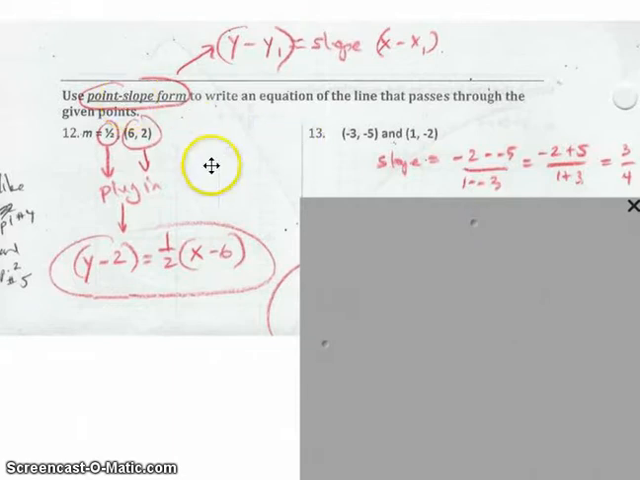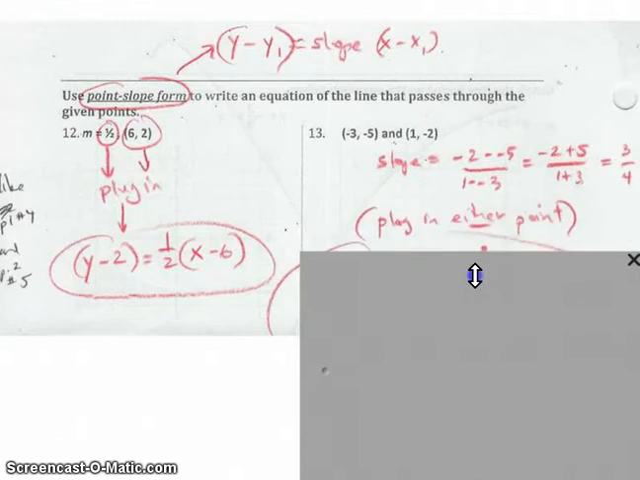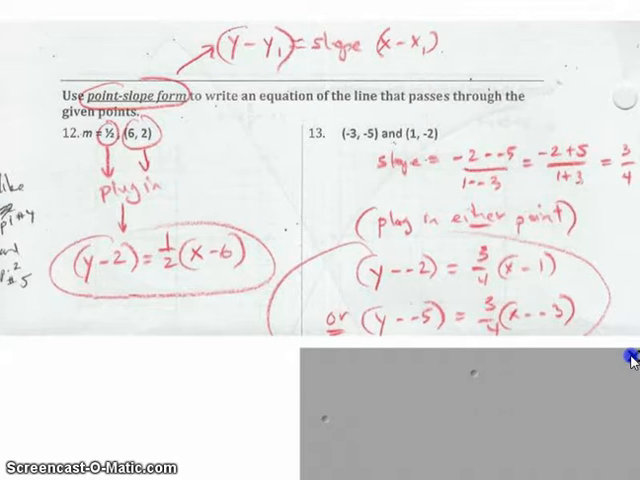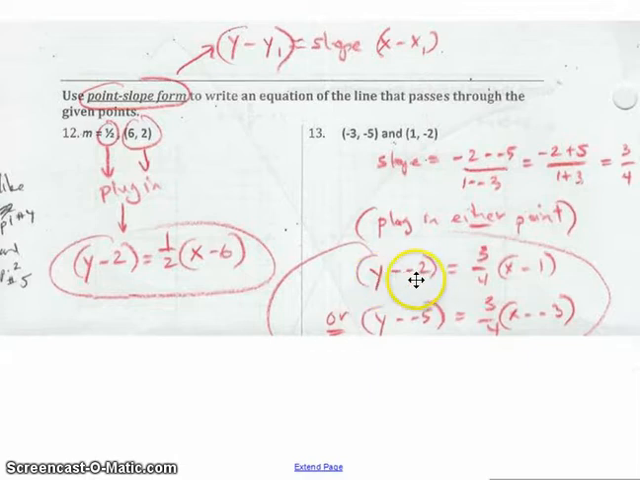Remember, point slope, I just need, like I have here, slope and a point. Well, now I got a slope and 2 points to choose from. As I say here, I can plug in either point. So depending on which one I picked, I could have come out with this answer. By the way, this is going to simplify to be y plus 2 equals 3/4 x minus 1, or this one. This answer is perfectly good too. Y plus 5 equals 3/4 x plus 3. Either of these two equations is a good answer for question 13.